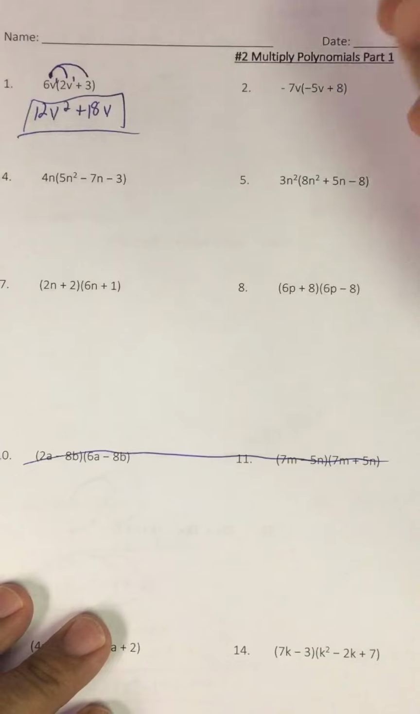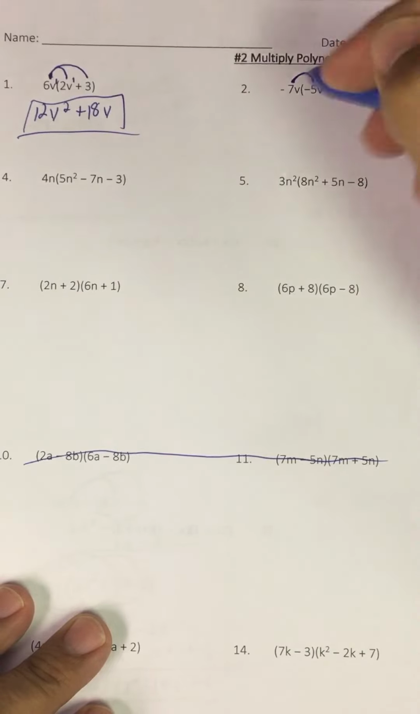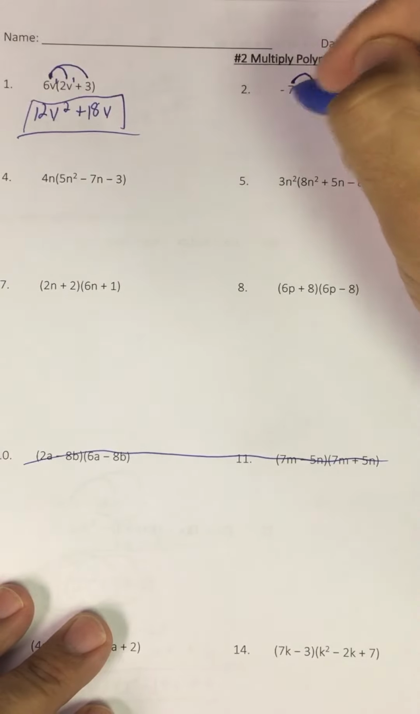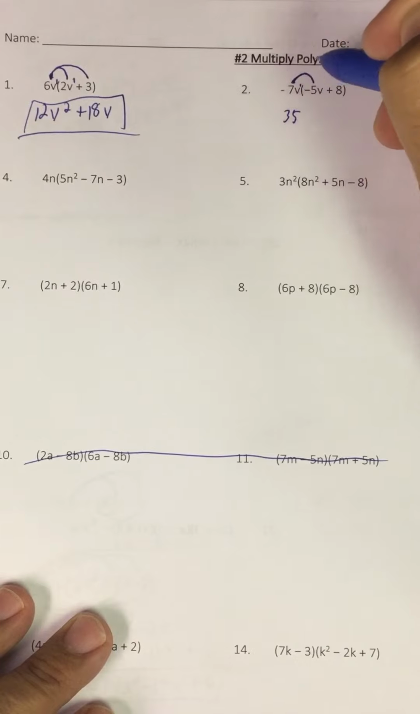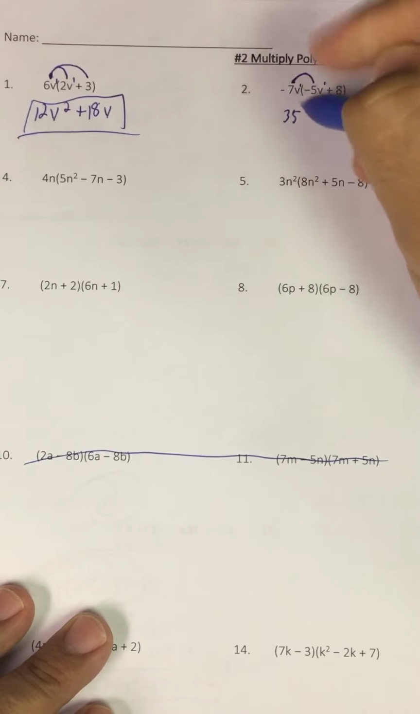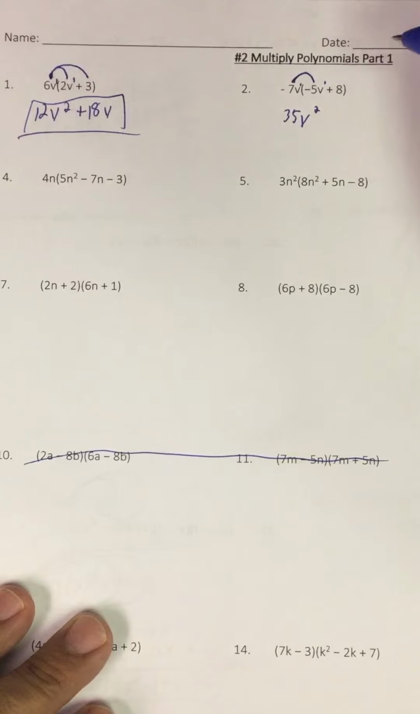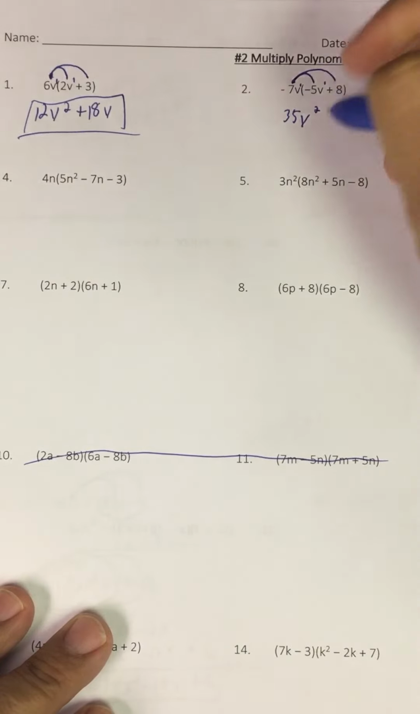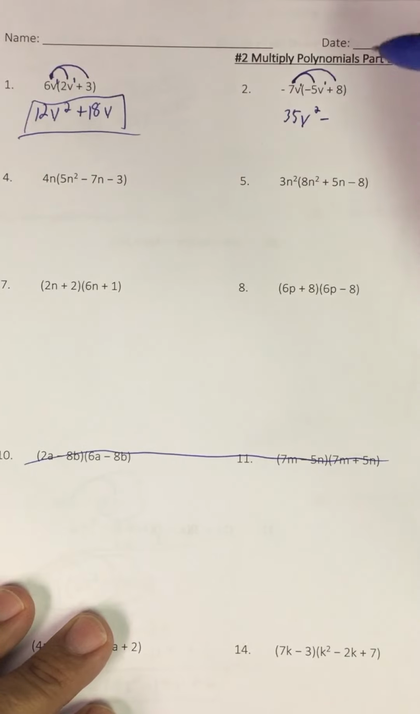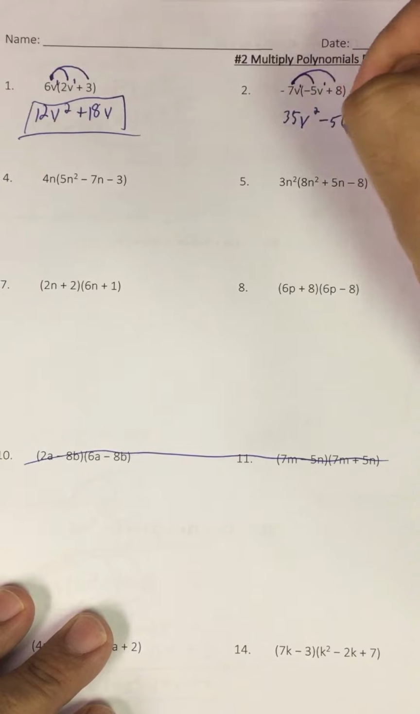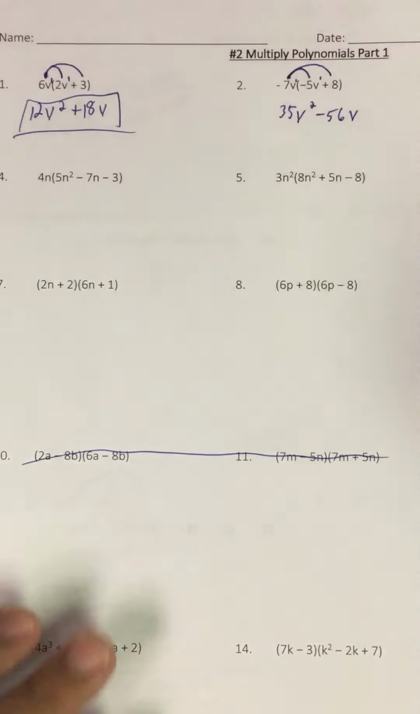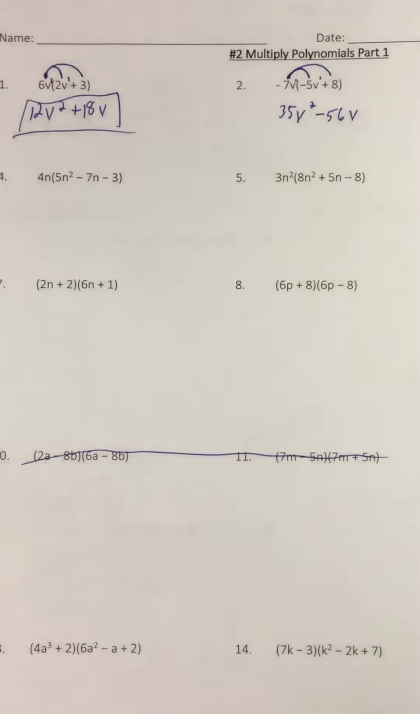Okay? So if I look at 2, negative 7 times negative 5 is, well, negative times negative is positive. 7 times 5 is 35. And then v with 1 for the exponent times v with 1 for the exponent is v squared, or v to the second power. Now I do the negative 7 times 8. Negative times a positive is negative. 7 times 8 is 56. And you still have a v. Right? So these are the easier problems.